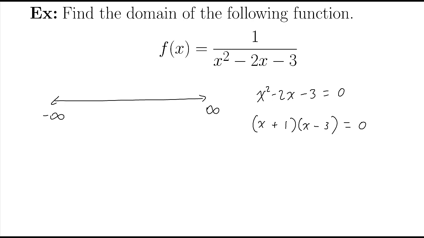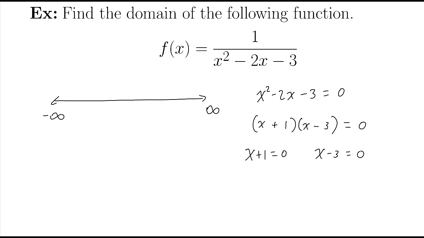Now, the zero product property says that if you have two things that are multiplied together that equal 0, then the first thing equals 0, or the second thing equals 0. So factoring just allows us to have two easier equations to solve.